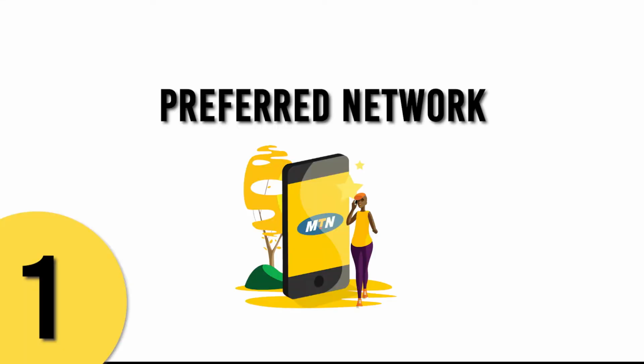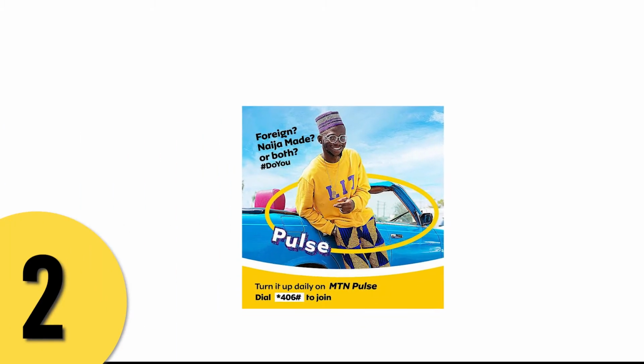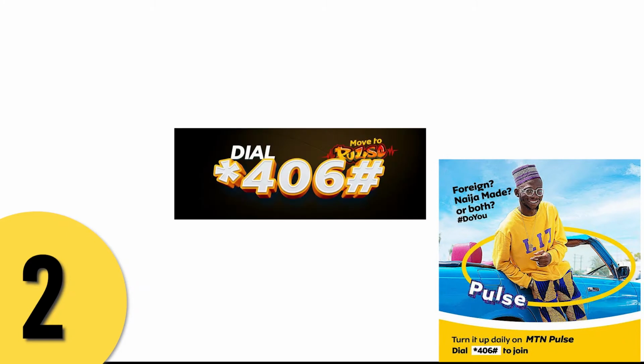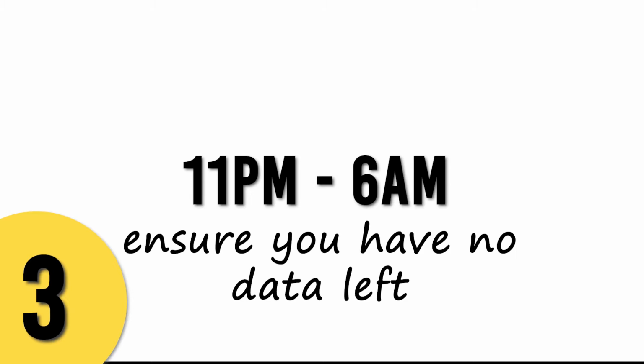First, requirements. Number 1. The preferred mobile network operator is MTN. Later, I'll show you how to use other mobile networks. Number 2. You must be on MTN Pulse. If you are not, dial *406# to migrate. Number 3. This trick works between 11 p.m. and 6 a.m. Lastly, ensure you have no daily, weekly, or monthly data left on your phone.